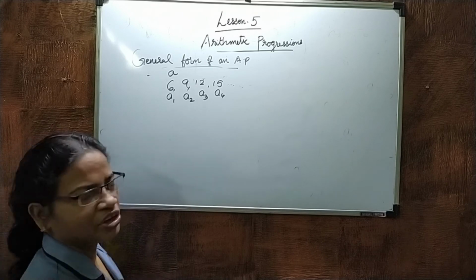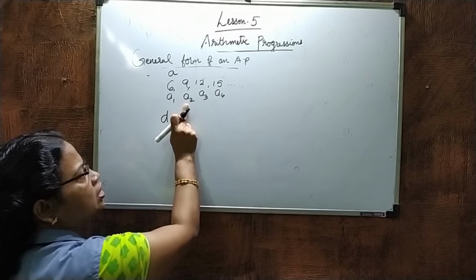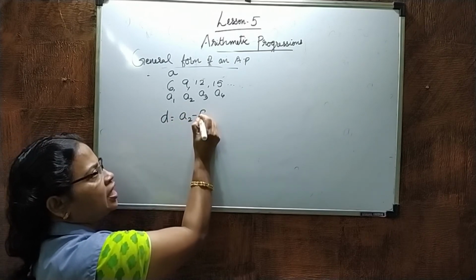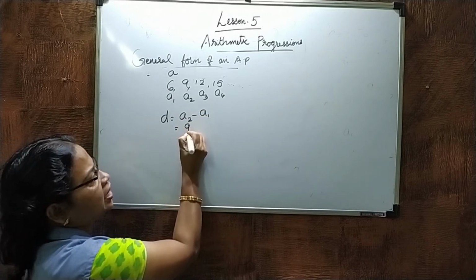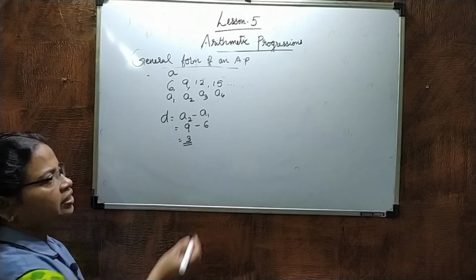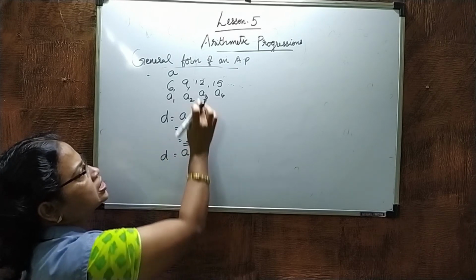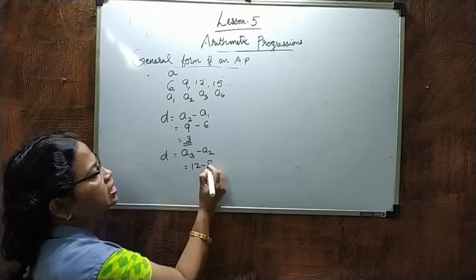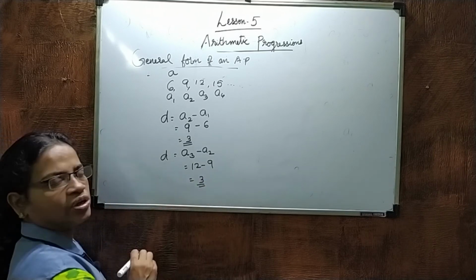Now first what you have to find out? For the general form, what you are going to do? First you will find out D. How will you find out D? D is equal to second term minus first term, A2 minus A1. D, what will you get? D is equal to 9 minus 6. You will get the answer 3. Then again, you can confirm it by A3 minus A2, third term minus second term. 12 minus 9, we will get the answer 3. So D is equal to 3 you will get.